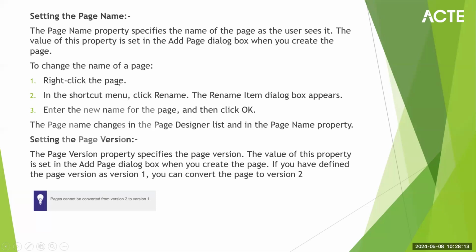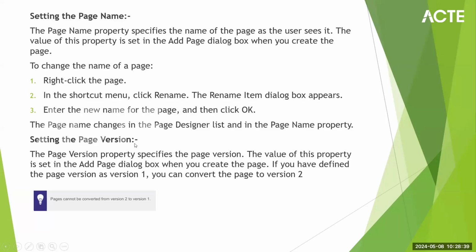Right click on the particular page. In the shortcut menu, click rename. If you right click on that particular page name, you can see rename. A rename dialog box will appear. You can enter the new name and click on OK. So the page name will be changed in the page designer list as well, in the manuscript.